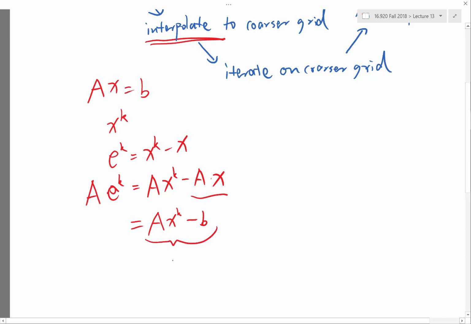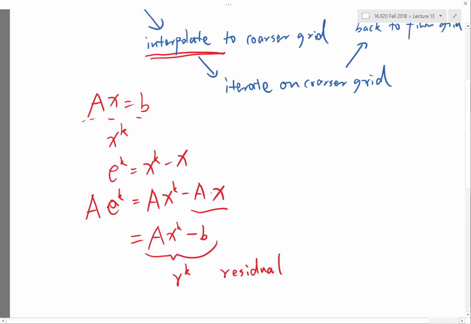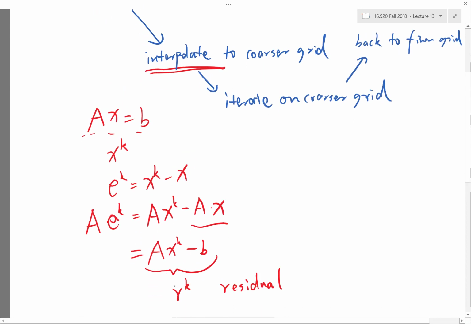This is defined as the residual. The residual is how much the current xk fails to satisfy the equation. If the residual is equal to 0, that means A times xk is already equal to b, and I have already solved the equation. In some sense, the whole point of an iterative method is to drive the residual from something very far away from 0 to 0. So what we end up interpolating in multigrid is the residual.